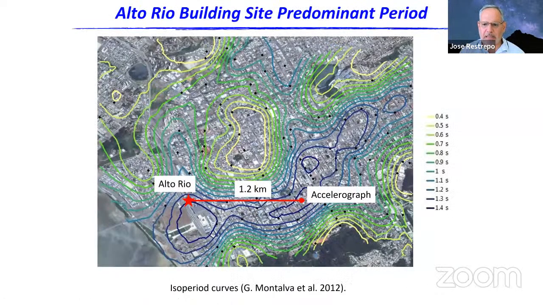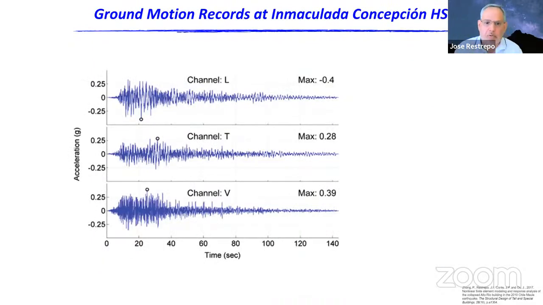Then we have an accelerograph at about 1.2 kilometers away from the building itself. And we use that record, three components of the record, for this building. We are aware that in this basin there will be rotational ground motions that could affect the response of this building, given the fact that this building is pretty slender, but there were no such motions available. We corrected the records with the GPS to have the low frequency as well.